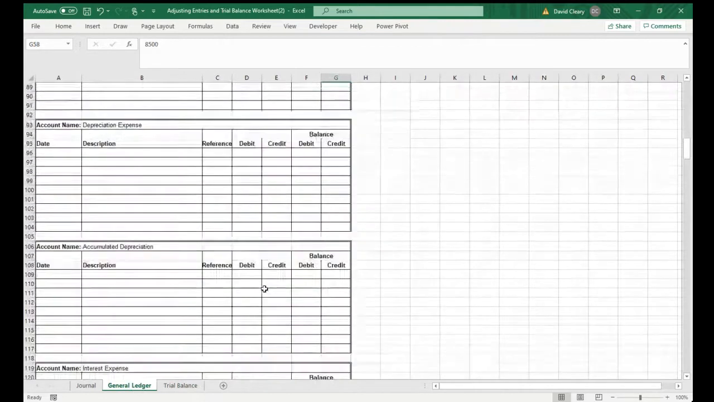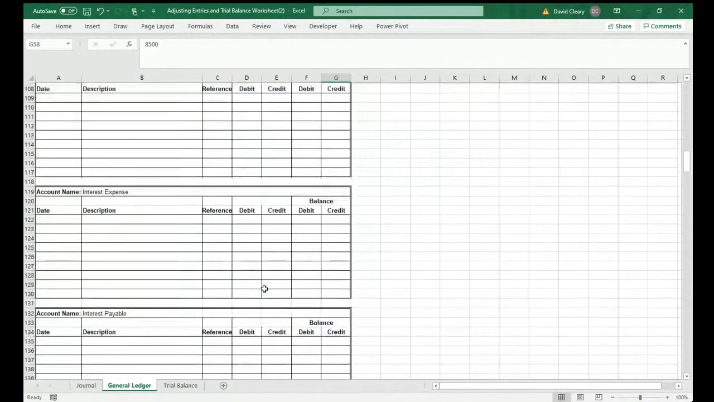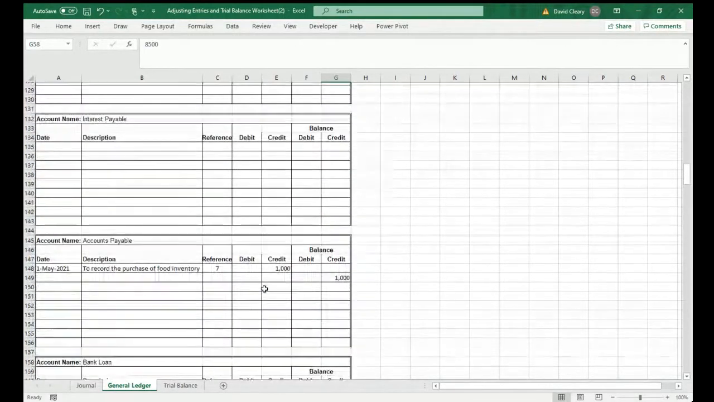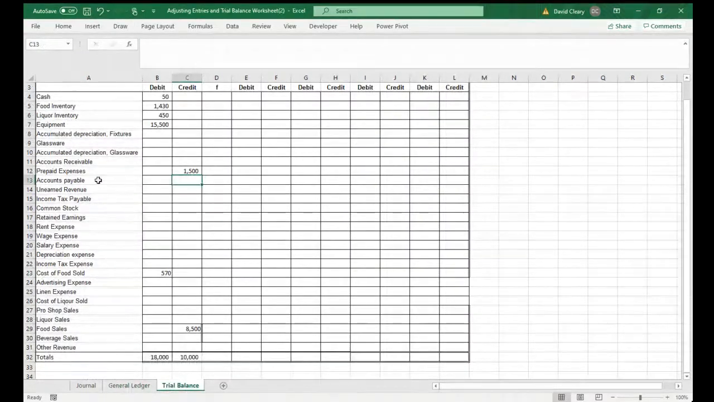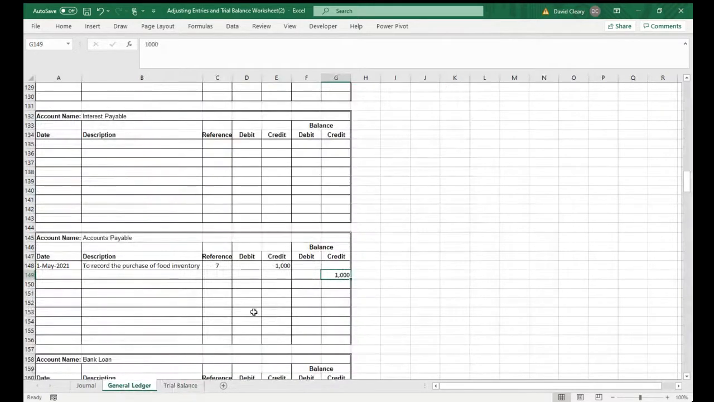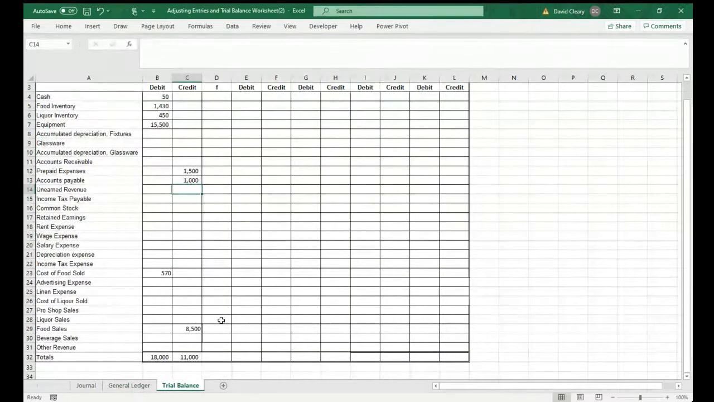Okay, I'm just going down here. There's nothing in depreciation expense, accumulated depreciation, nothing in our interest expense, nothing in our interest payable. Accounts payable had a credit balance of $1,000. So we'll go to our trial balance. Accounts payable, where are you? Accounts payable here. Credit balance of $1,000. There we go. Perfect. We'll go to our general ledger. We have a bank loan with a credit balance of 10,000. So here, where is it? Bank loan.